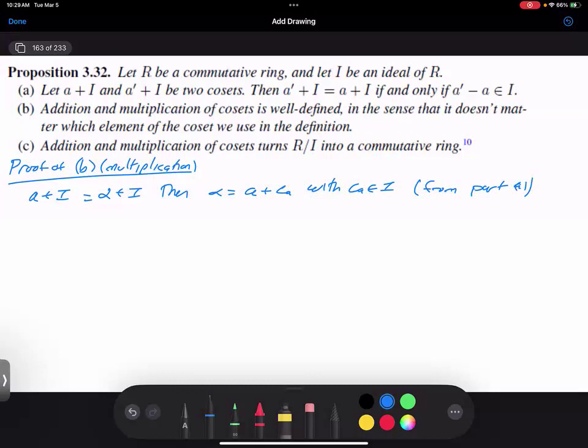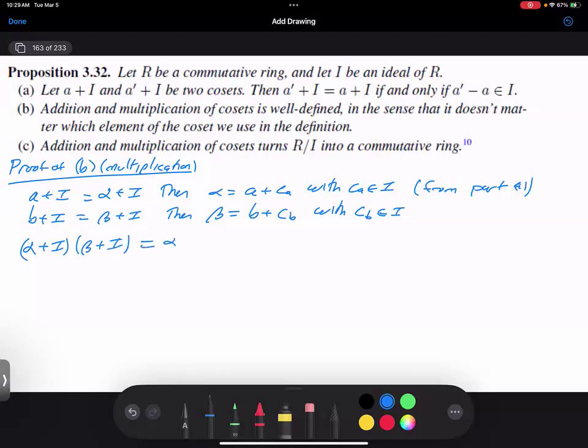Okay, and similarly, if B plus I equals beta plus I, then we can write beta as B plus CB with CB in I. So now we have to show that if we multiply the two cosets, it doesn't matter. I can use two different representatives and I will get the same thing. So we have to look at alpha plus I times beta plus I.